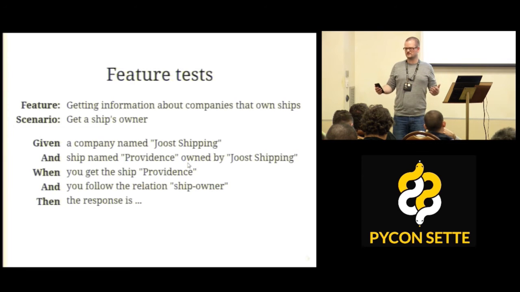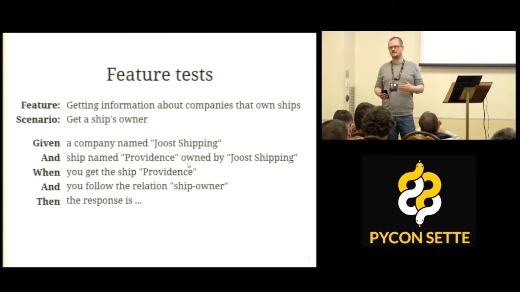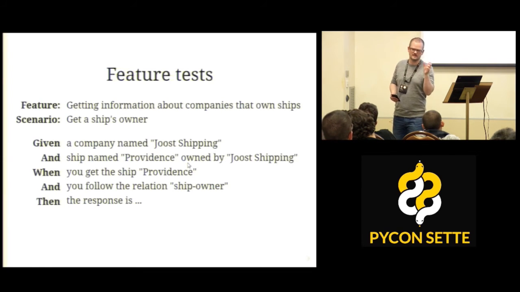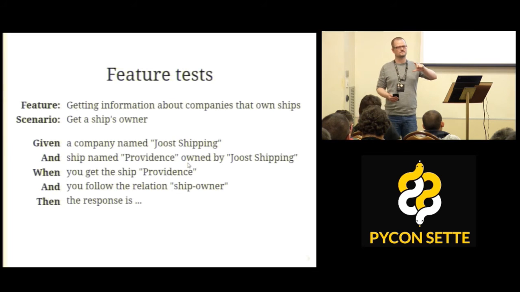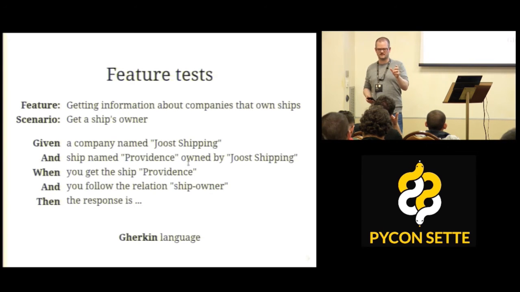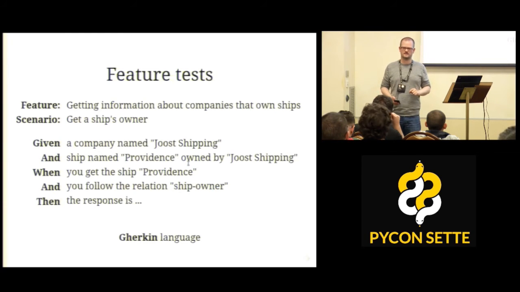And this is one of the feature tests that's in the current project. It says, well, given a certain company which owns a certain ship, and when you get the ship and you follow a specific relation, then you will get the owner. And the response is, in the real feature, there's a snippet of JSON there. And this is what's called the Gherkin language that it's written in. It's Cucumber that pioneered this whole idea.